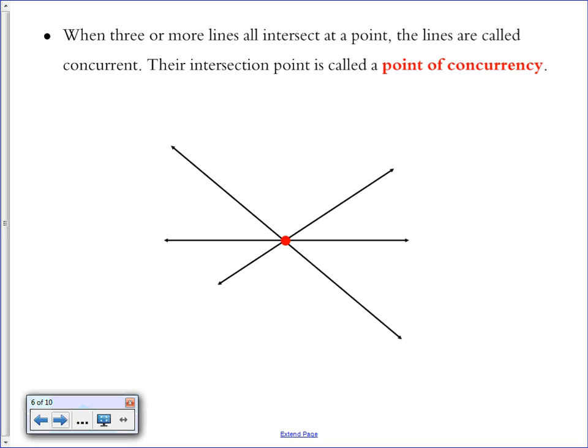You may already know this definition, but when you have three or more lines that all intersect at a point, those lines are called concurrent, and the place where they intersect is called a point of concurrency. So it's a special name for this intersection point called the point of concurrency.